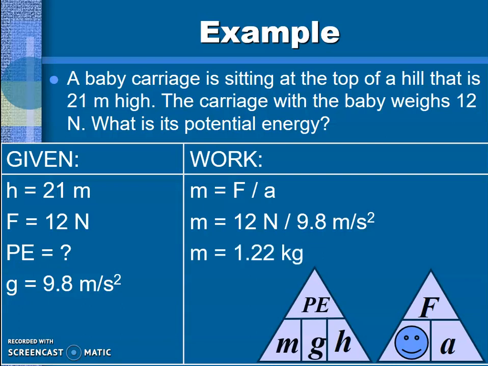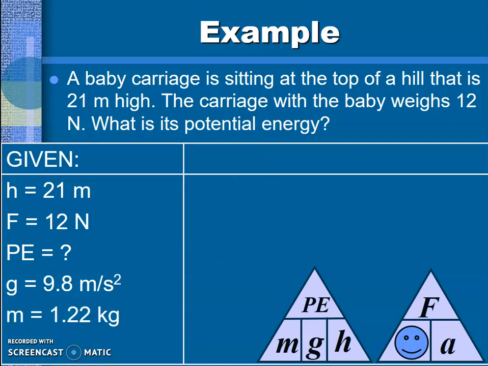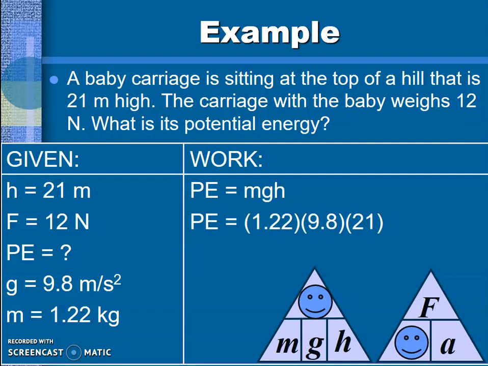kilograms. Okay, so I can now put my mass into my known category, and now I have an m, I have a g, I have an h. I can now solve for my potential energy. Okay, so I just plug in my numbers. 1.22 times 9.8 times 21, and I get 251.08. It's an energy, so my unit is joules, and that's my final answer.